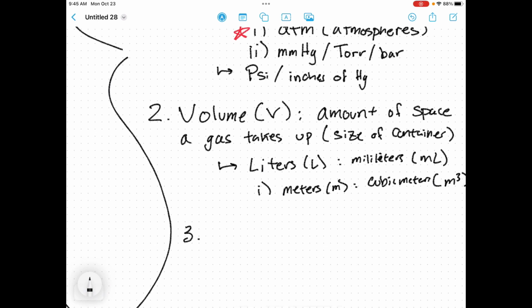Next quantity we can talk about for gases is the amount of gas.